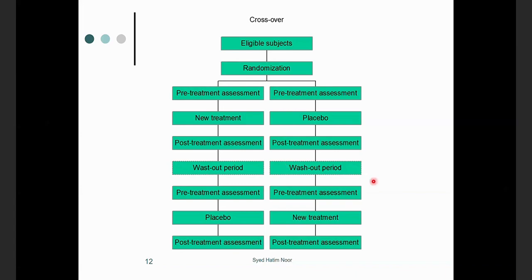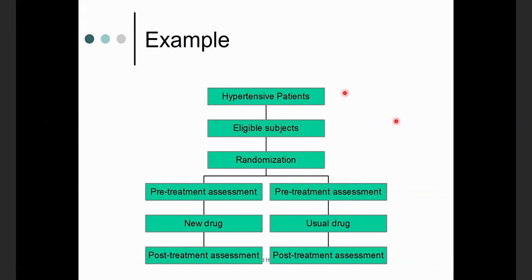Crossover is done when we have a problem with sample size. Why do I say sample size? If you see this, this is a parallel study. For example, in a parallel study you have 30 per group. So 30 will receive the new drug, 30 will receive the usual drug.